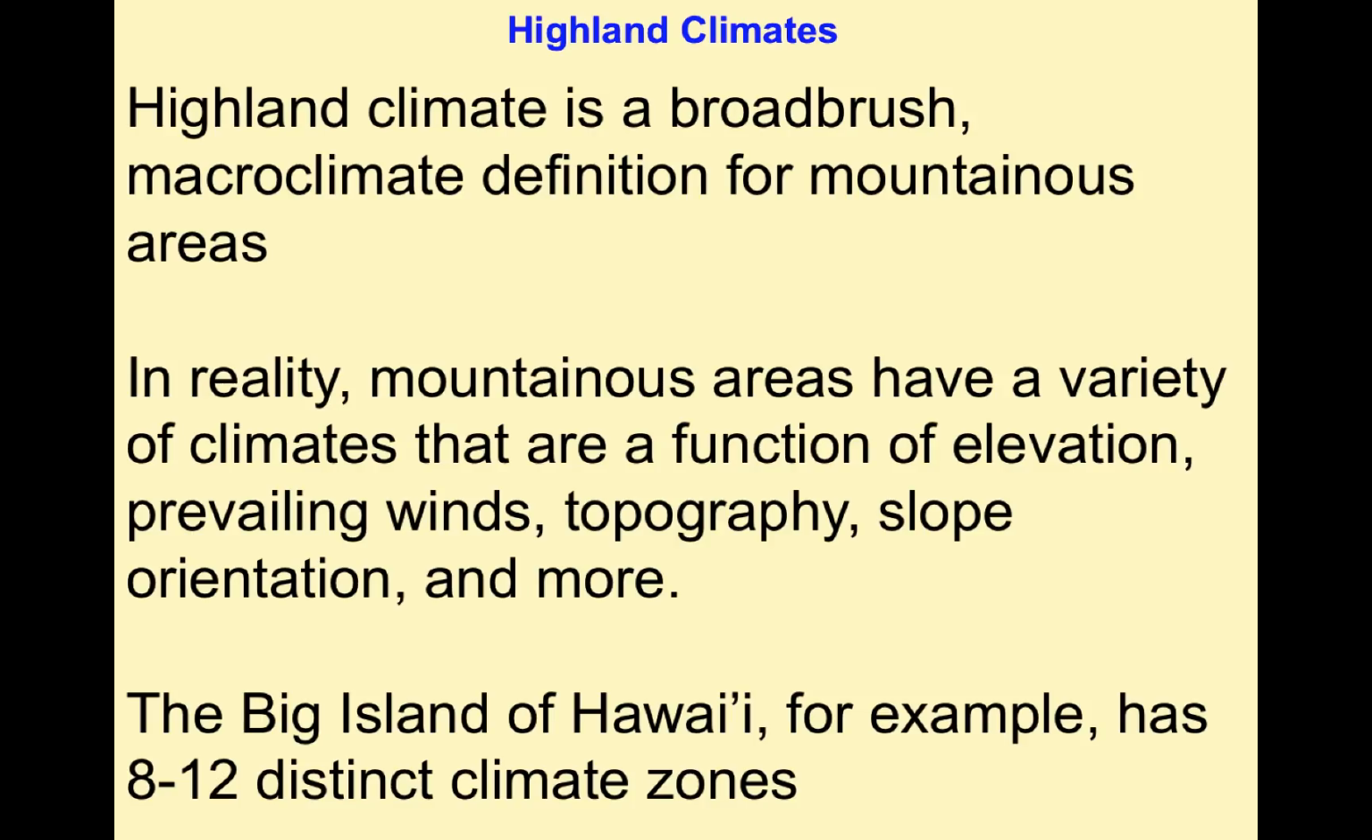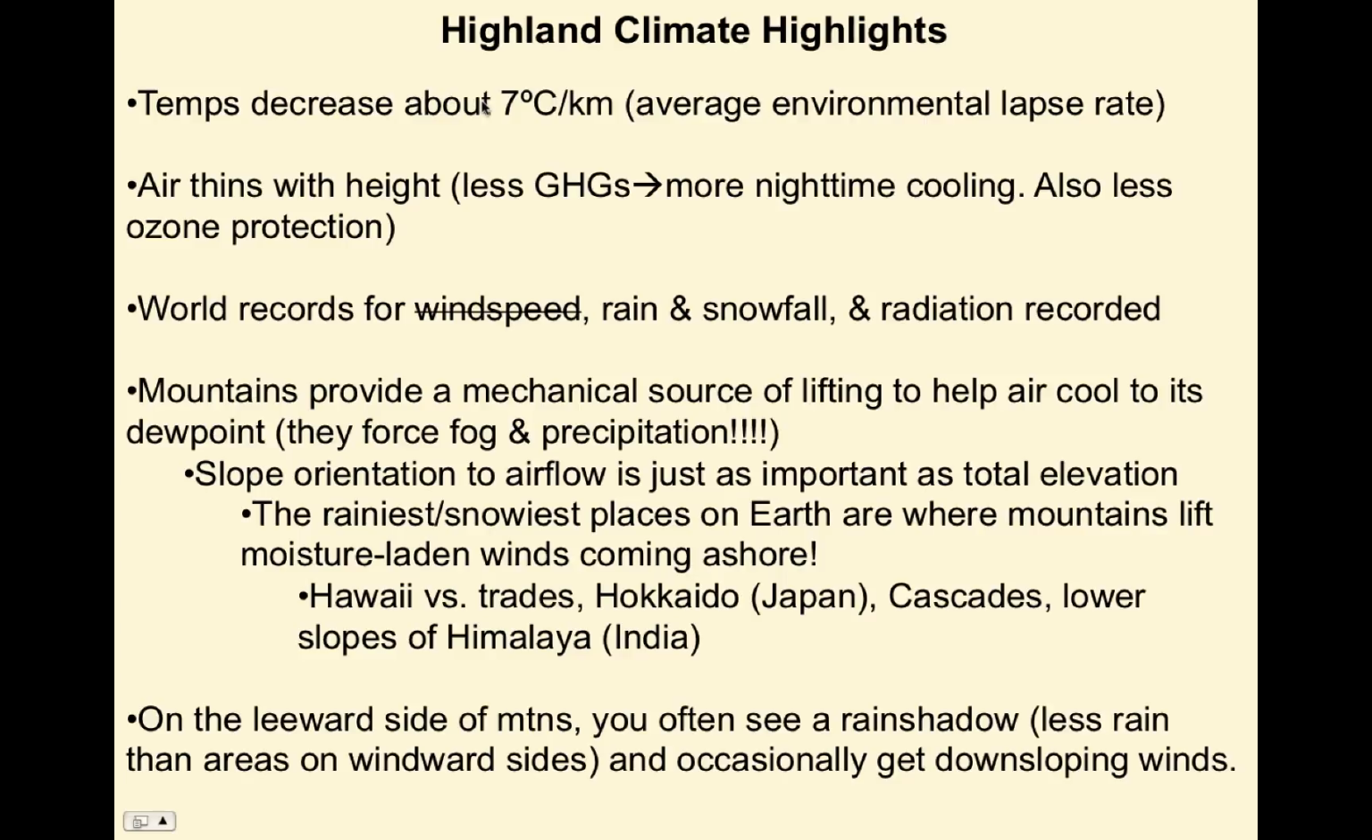Highland climate's a broad brush macroclimate definition for these mountainous areas. In reality, mountainous areas have a variety of climates that are a function of elevation, prevailing winds, topography, slope orientation, and more. The Big Island of Hawaii, for example, has 8 to 12 distinct climate zones. Highland climate highlights temperatures decrease roughly about 7 degrees Celsius per kilometer. So that means it gets colder with height. The air thins with height, so there's less greenhouse gases at height, and that means more nighttime cooling. You can effectively radiatively cool overnight much better the higher you go in elevation. There's also less ozone protection, so you're getting a lot more UV as you go higher in the mountains.